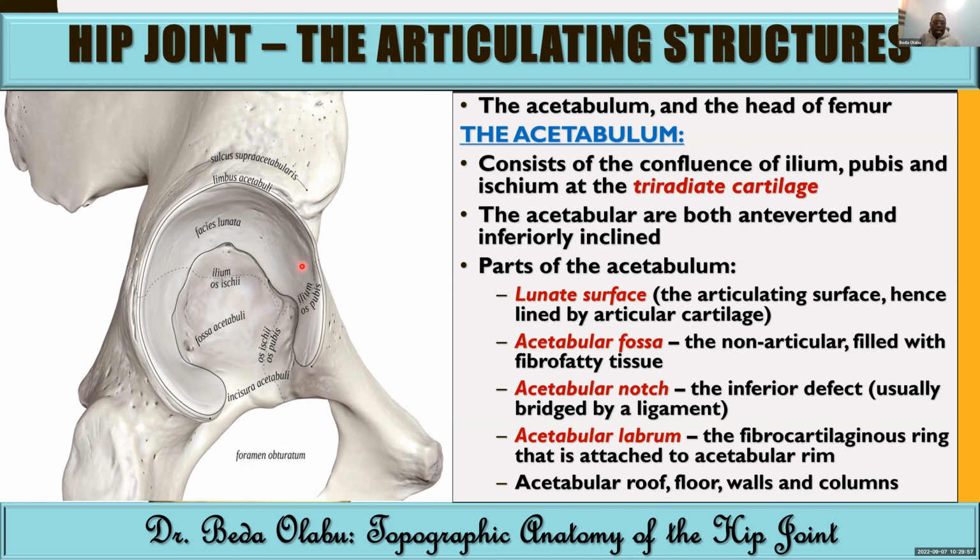Then this will be the anterior wall, and this is the posterior wall. How about the column? So the column is this one. This is the anterior column extending from the ilium to the pubis. That's the anterior column of the acetabulum. And this is the posterior column of the acetabulum, again extending from the ilium, but now to the ischium. So those are the columns of the acetabulum.